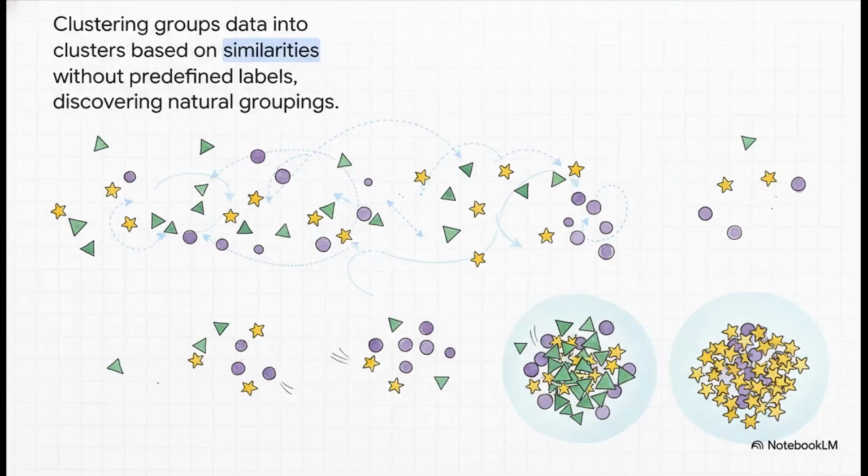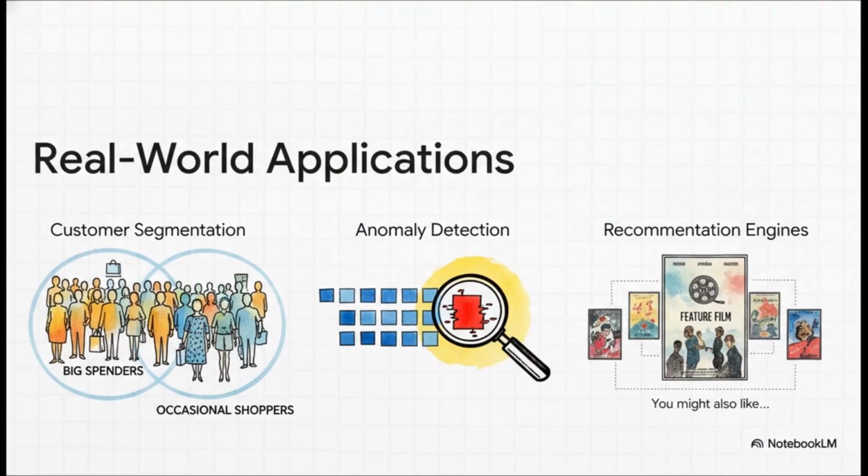The way it works is by measuring the distance between all the data points. Things that are very similar to each other get grouped together, and things that are really different get pushed into separate clusters. It's all about revealing the hidden, natural structure that's already in your data, and it can often lead to those big aha moments. And this is incredibly powerful in the business world. Companies use clustering all the time for customer segmentation, finding groups like big spenders versus occasional shoppers. It's also used for anomaly detection, like spotting weird network traffic that could be a security threat. And it's a key ingredient in a lot of the recommendation engines we use.